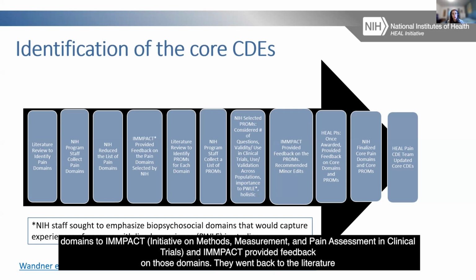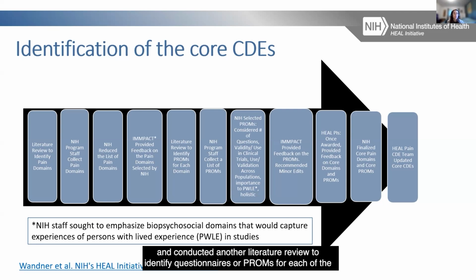They went back to the literature and conducted another literature review to identify questionnaires or prompts for each of the domains and collected a list of prompts. The things that they considered when they were selecting the prompts were the number of questions, the validity of the questionnaire and use in clinical trials, use and validation across populations, and whether the measurement tools were important to people with lived experience. Throughout the entire process, the NIH staff were also trying to ensure that the domains and the questionnaires were holistic in nature and encompassing the biopsychosocial model of pain.